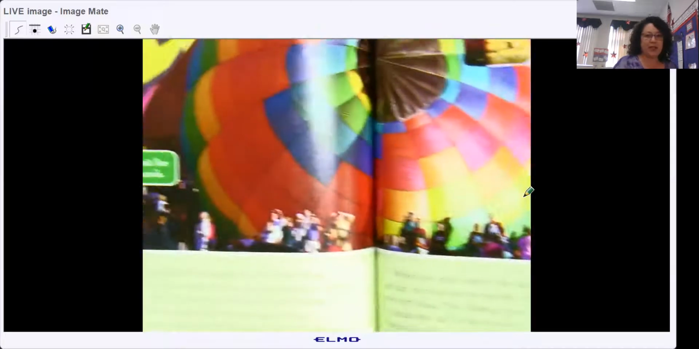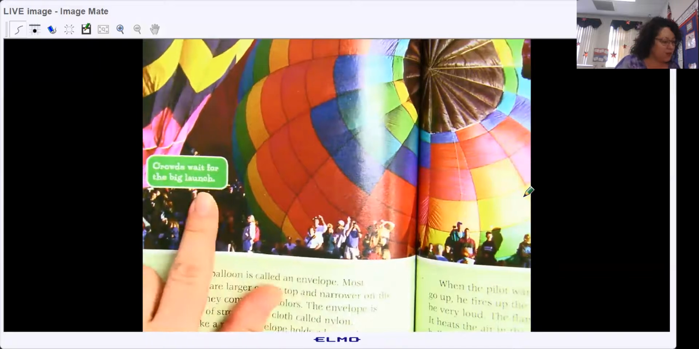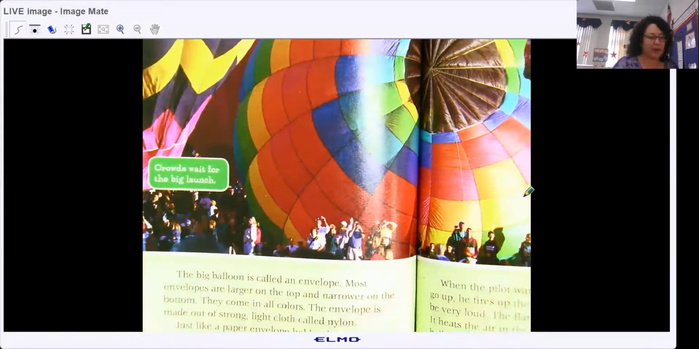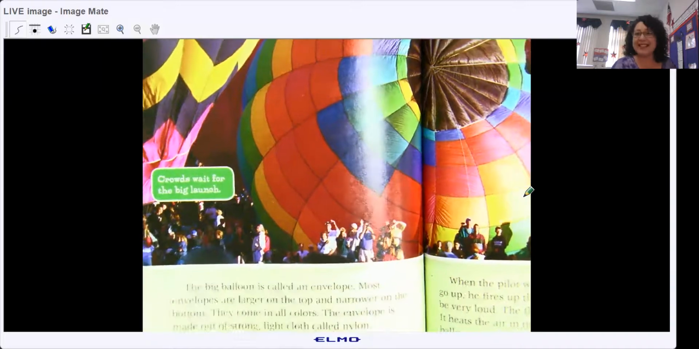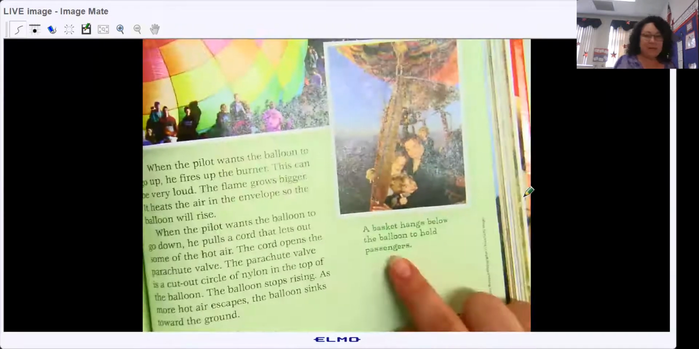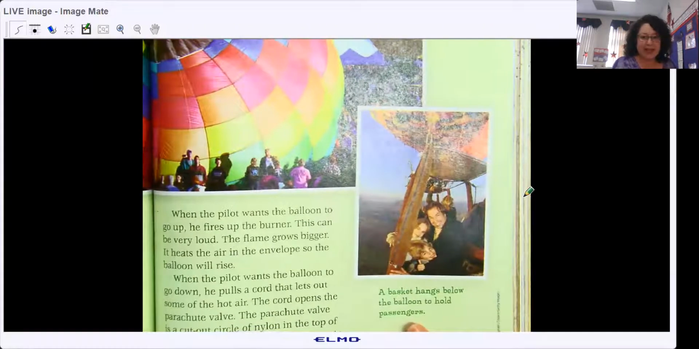Okay, our next two pages, we look at our captions. Crowds wait for the big launch. The big crowd. Look at how big those balloons are. Remember, they're as tall as 16 people. And here we have a basket hangs below the balloon to hold the passengers.